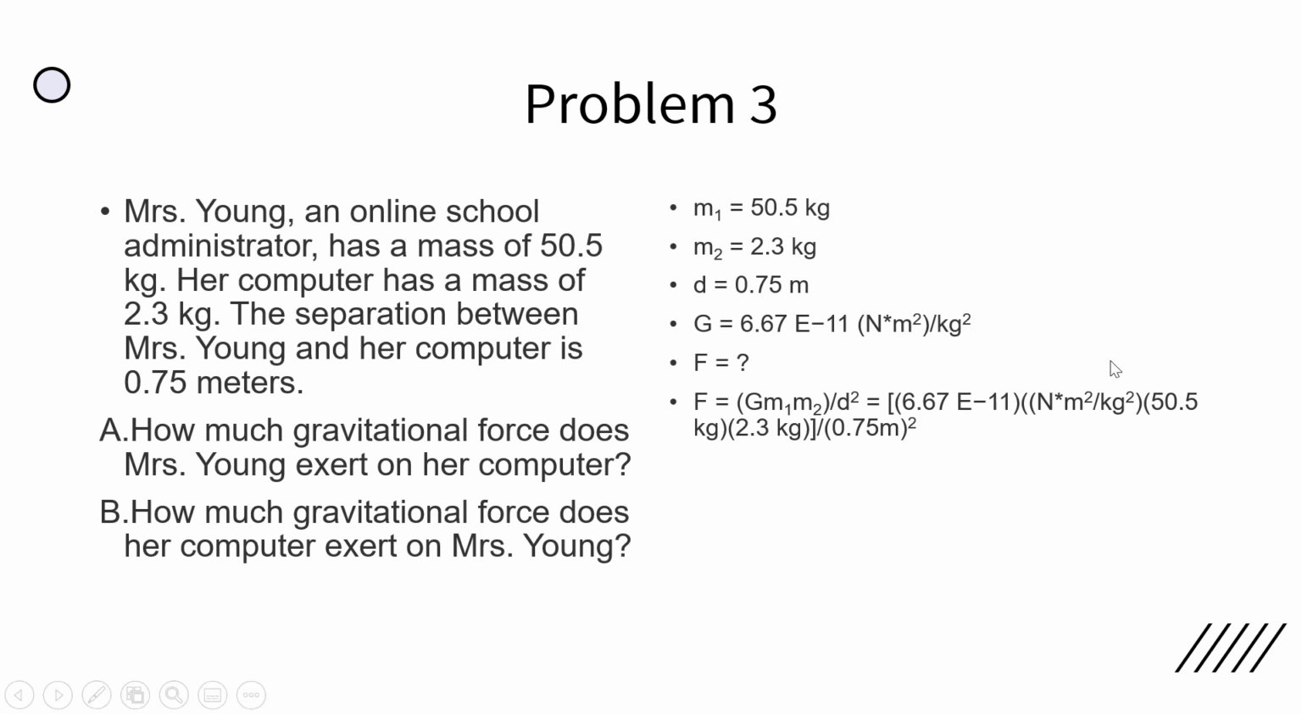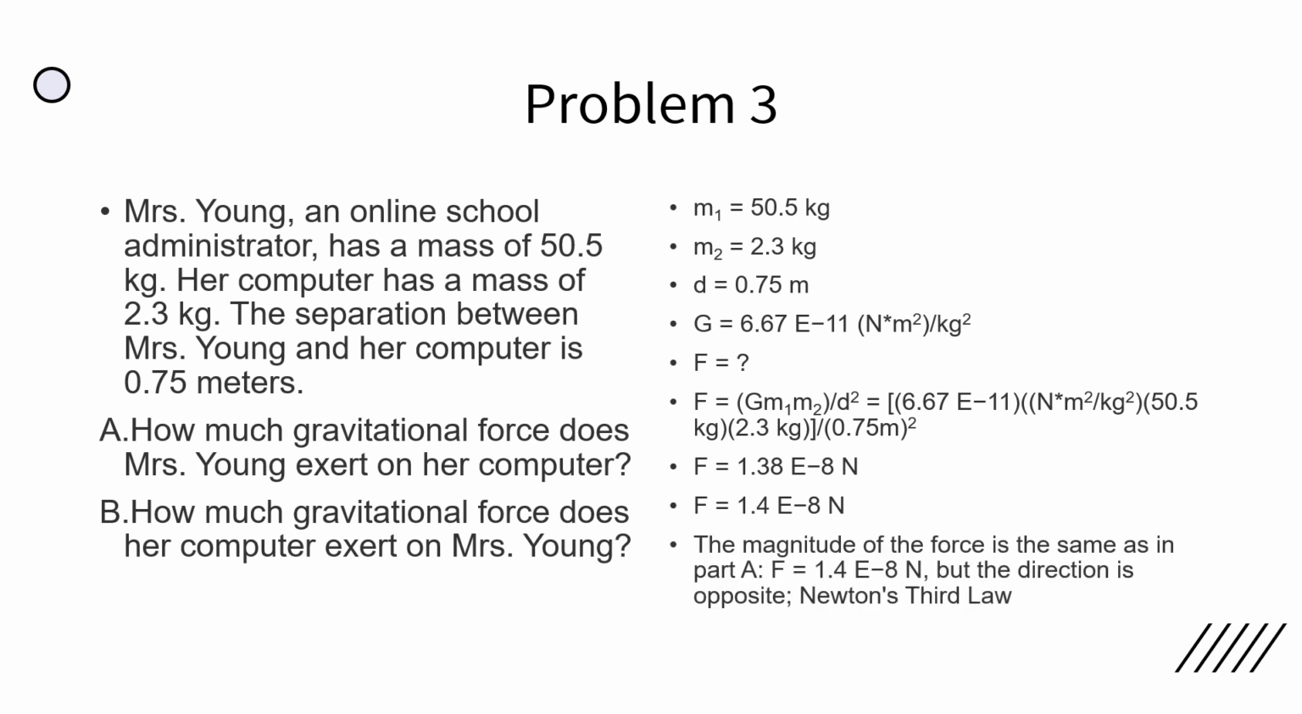Alright, so now we are going to substitute the values right over here. So we have letter G. We have the value for the M1, the value for M2, divided by the distance squared. Once you operate everything by sections, you are going to get that the result is 1.38 E minus 8 newtons. Or if you want to actually approximate it to only one decimal, you will have 1.4 E minus 8 newtons. And the magnitude of the force is the same as in part A.